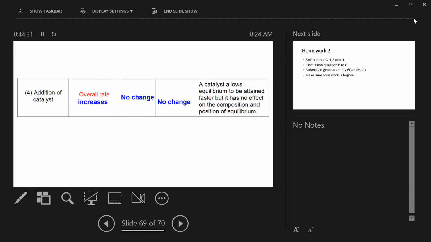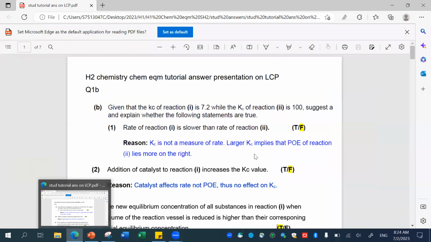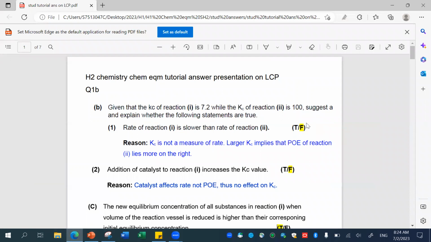All right. Okay, so I will look at the tutorial now. Most of you gave the correct answer to question 1B, self-attempt. All of you know that the first two statements are false. And I would like you to elaborate more.